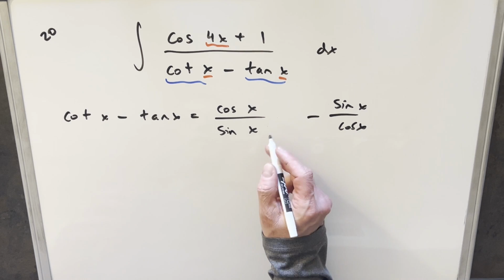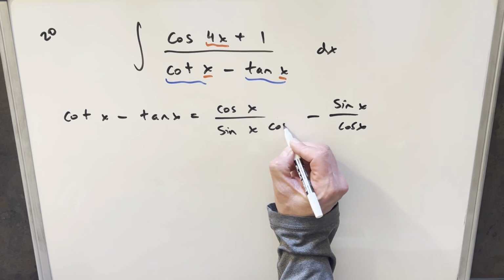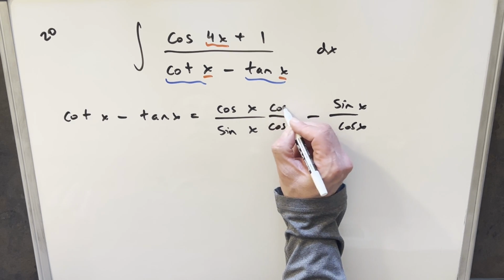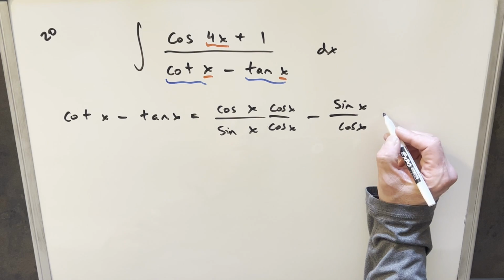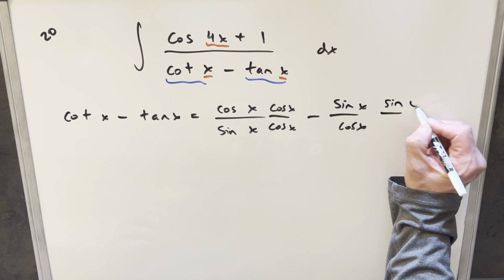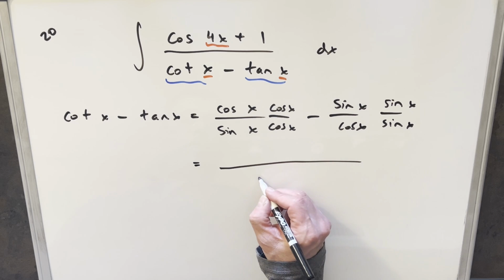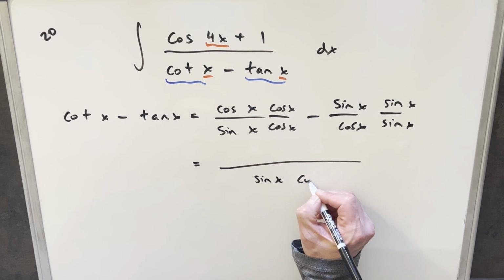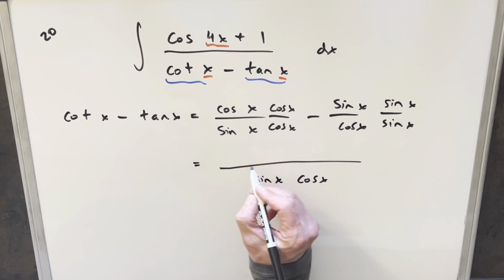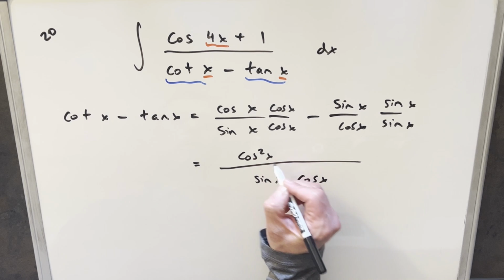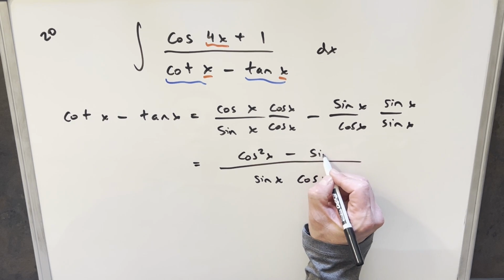Let me make some more space. To get a common denominator, let's multiply by cosine x over cosine x here, and then let's multiply by sine over here to the right. When I do this, we're all over the common denominator of just sine x cosine x. This here is going to give me a cosine squared x, and this here is going to give me a sine squared x.